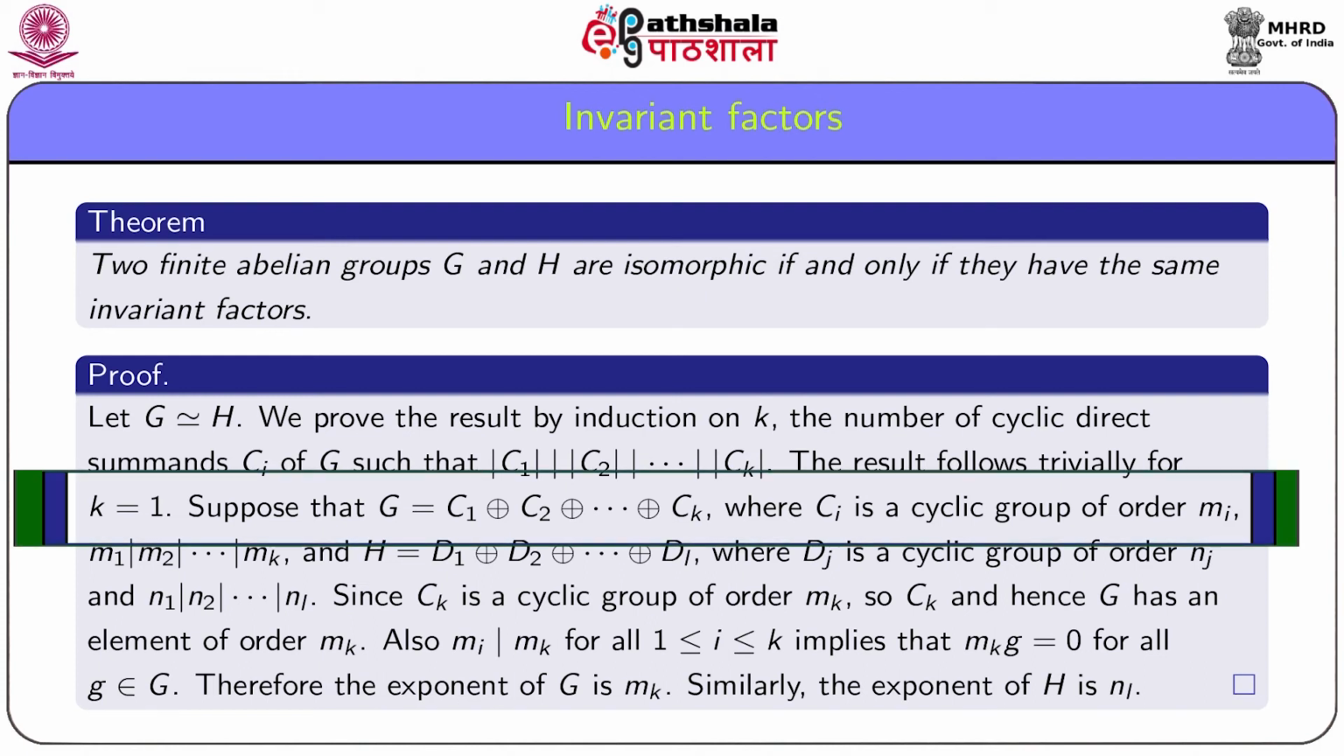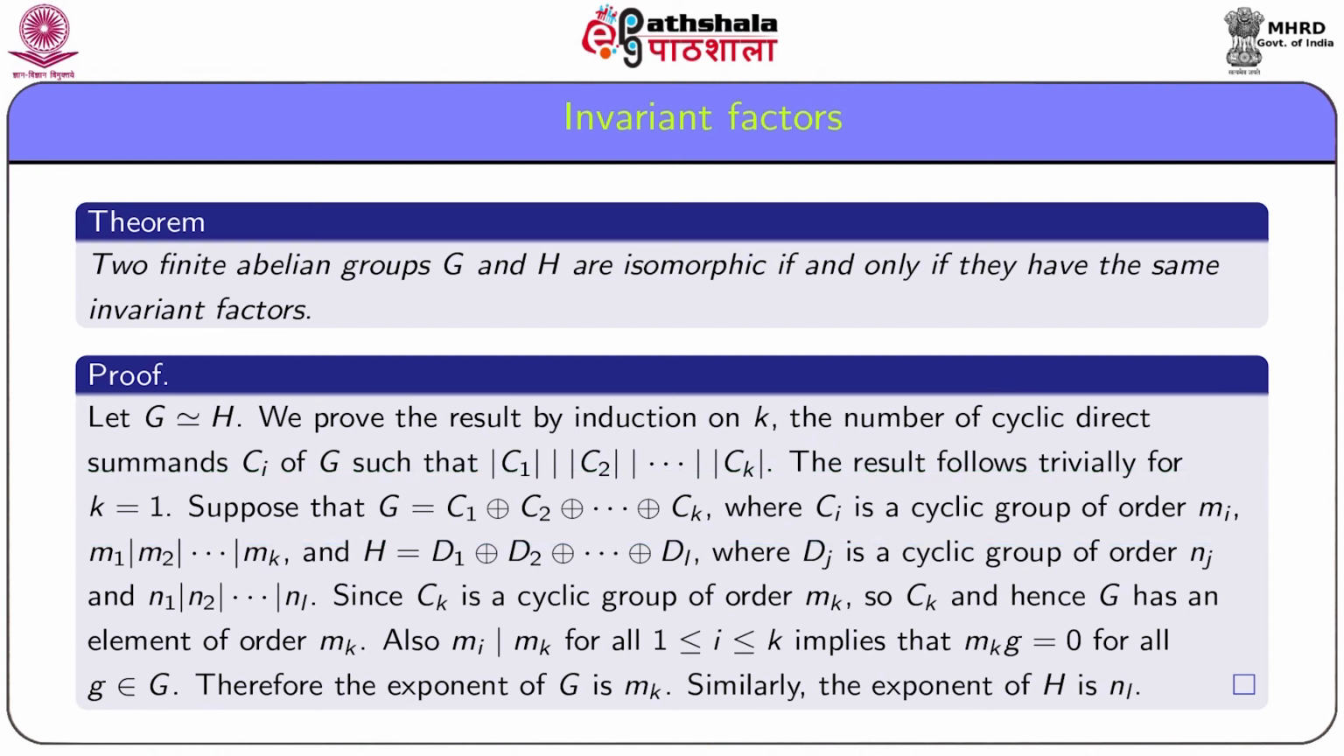G is equal to C1 plus C2 plus so on plus Ck, where Ci is a cyclic group of order Mi and M1 divides M2 divides so on divides Mk, and assume that H is equal to D1 plus D2 plus so on plus DL, satisfying the similar condition.